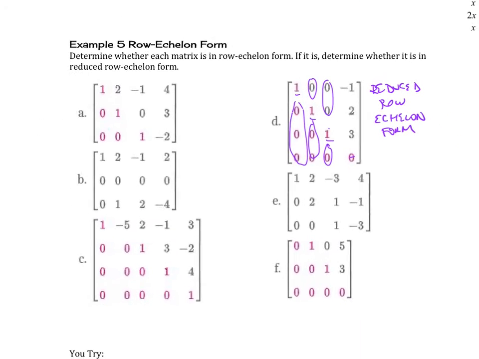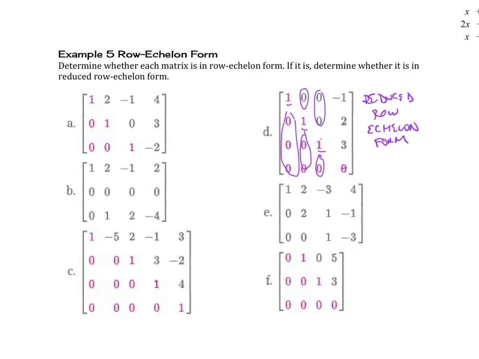So let's take a look at the other examples. Determine whether each matrix is in row echelon form. If it is in row echelon form, then determine whether it is in reduced row echelon form. For the first example, we notice we have leading ones, and each one is farther to the left than the next, so that is good. And then we have zeros here. Now above this one here, there is not a zero, so I know this is just row echelon form.